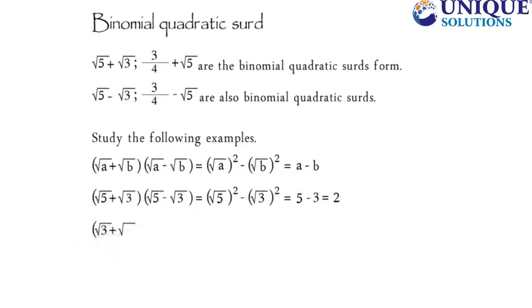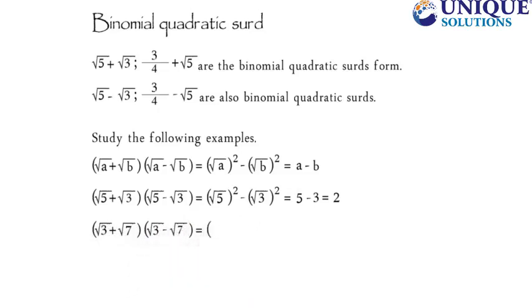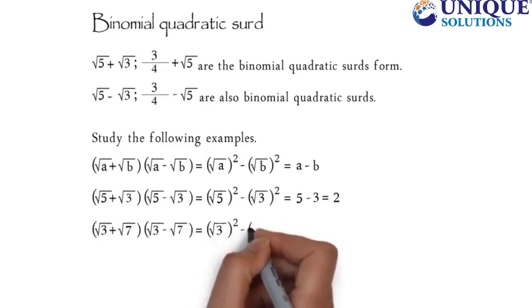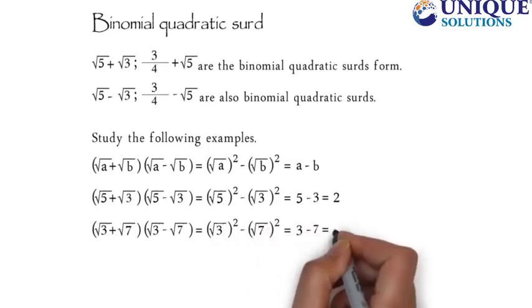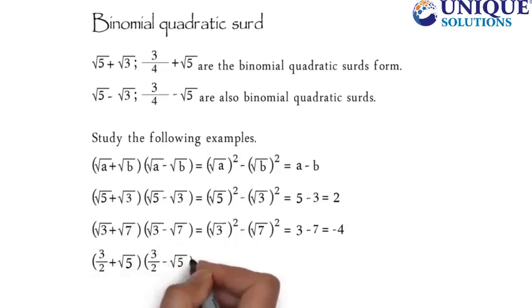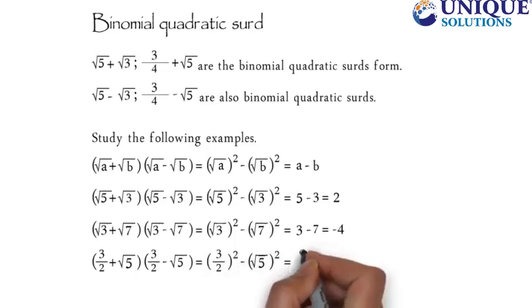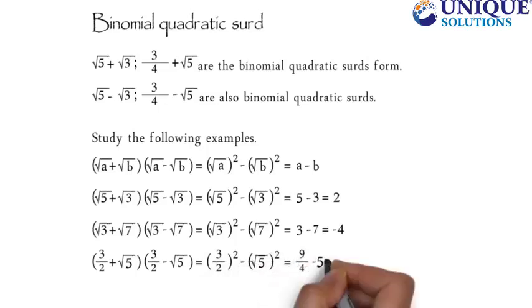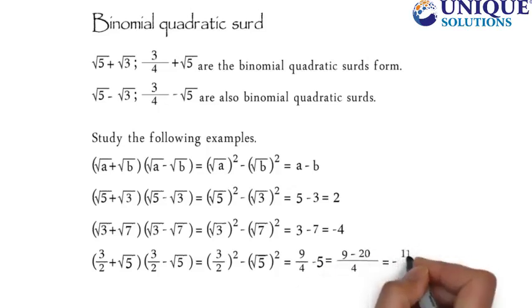Square root of 3 plus square root of 7, multiplied by square root of 3 minus square root of 7, is equal to square root of 3 the whole square minus square root of 7 the whole square, which is equal to 3 minus 7, which is equal to minus 4. 3 upon 2 plus square root of 5, multiplied by 3 upon 2 minus square root of 5, is equal to 3 upon 2 the whole square minus square root of 5 the whole square, which is equal to 9 upon 4 minus 5, which is equal to 9 minus 20 upon 4, which is equal to minus 11 upon 4.